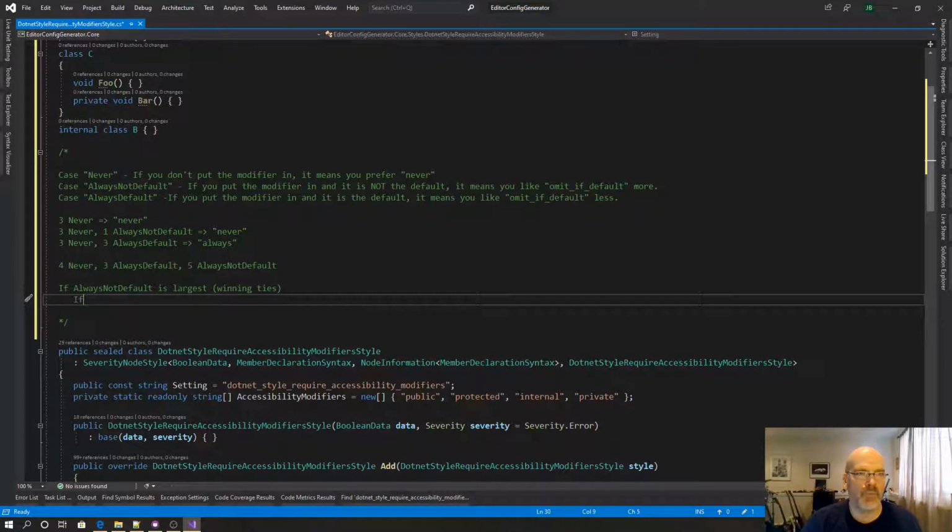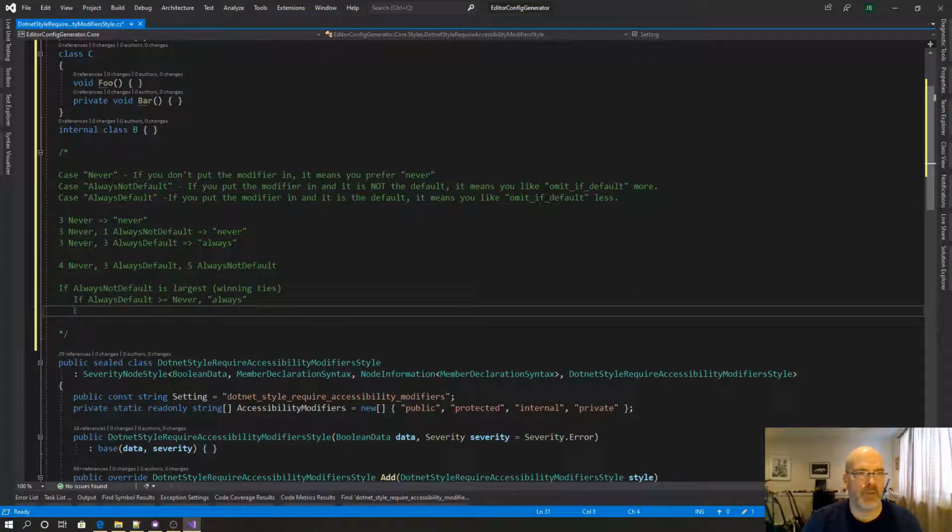if always default is largest, is greater than or equal to never, then emit always. Else, if it's the other way around, it does mean you want to put the qualifier in unless you don't have it. So this is where I think you'd say omit if default. Okay.